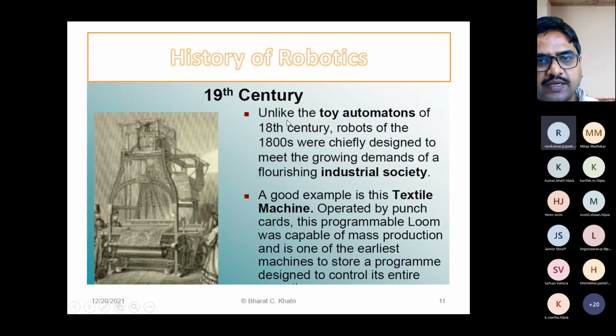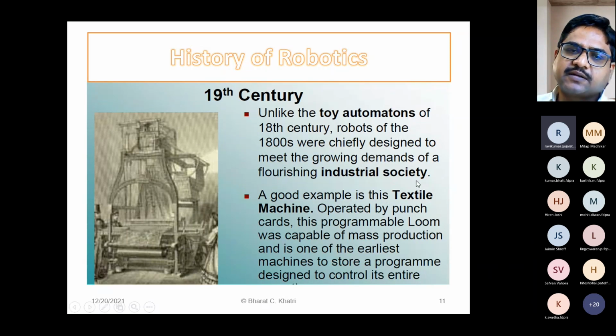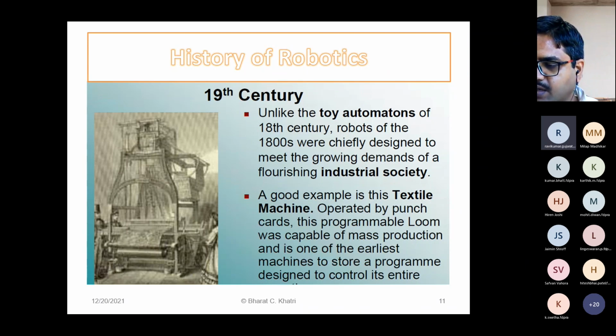In the 19th century, unlike the toy automation of the 18th century, robots of the 1800s were cheaply designed to meet the growing demand of a flourishing industrial society. Earlier, people were making robots for entertainment, like a duck or drawing on boards. But in the 19th century, people focused on how we can use automation for industrial use. A good example is the textile machine operated by punch cards. This programmable loom was capable of mass production. It is one of the earliest machines to store a program designed to control its entire motion.